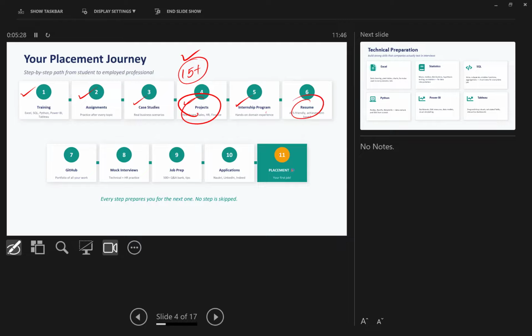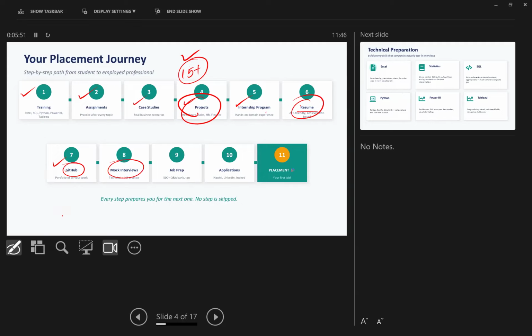Next thing is about resume building, which is one of the very important things. Without a resume, nobody will get a job. How to prepare that resume properly to get into placement, we will make sure a complete review of your resumes is done. And GitHub profile creation: how to place all the projects you are doing, how to add these projects to your profile, and this GitHub profile link will be maintained in the resume.